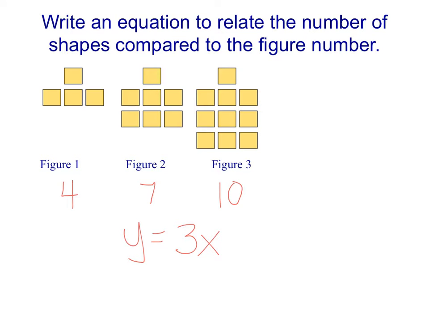What was that extra amount that you had each time? If you look across this top row, there was that one extra block that each of these had. So besides adding groups of 3, we have that one extra. So y equals 3x plus 1 is the actual equation for this pattern.